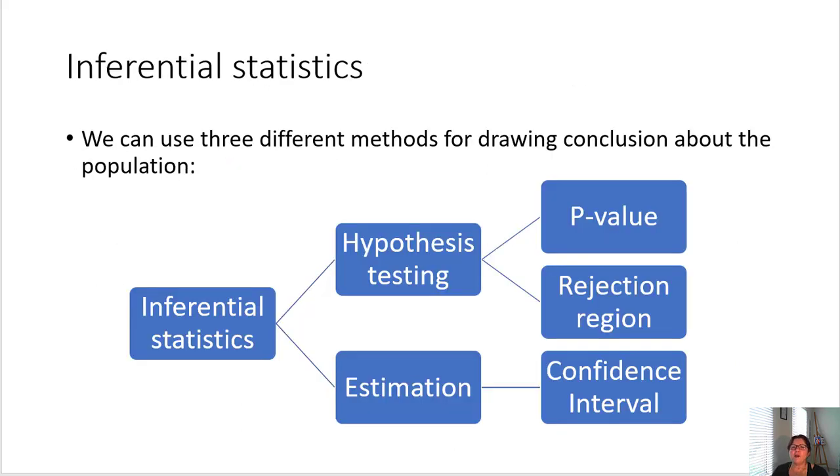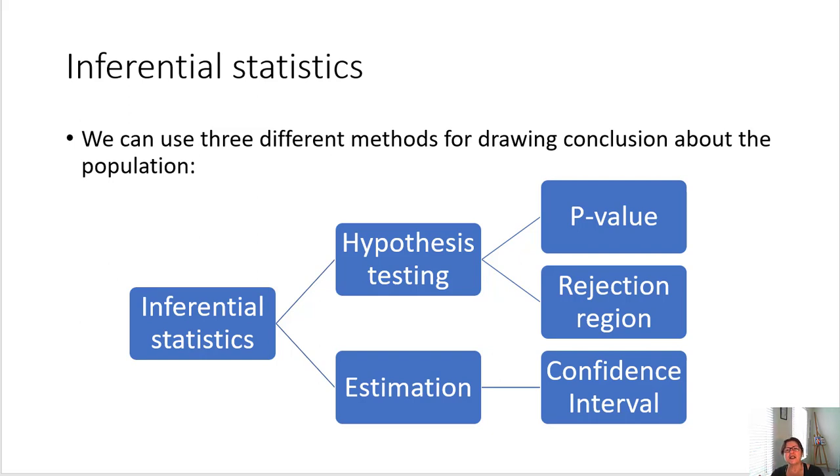Okay, so now you can see that we have come from descriptive statistics and moved to inferential statistics. Inferential statistics is where we have a sample from the population and draw conclusions about the whole population. Inferential statistics can be either hypothesis testing or estimation.